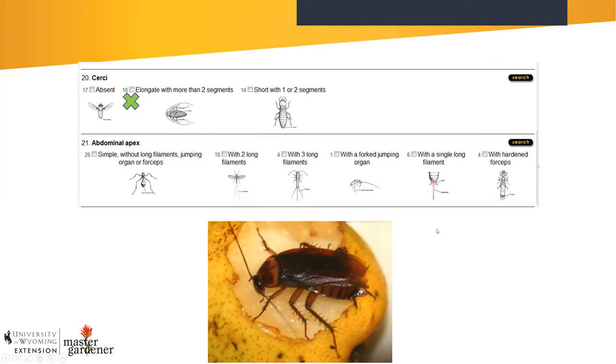And then abdominal apex. It doesn't seem to have any filaments like, say, a mayfly or a fire brat would have, or a jumping organ like a springtail would have. No long single filament sticking out the back. So let's go with simple. And then we would hit search.